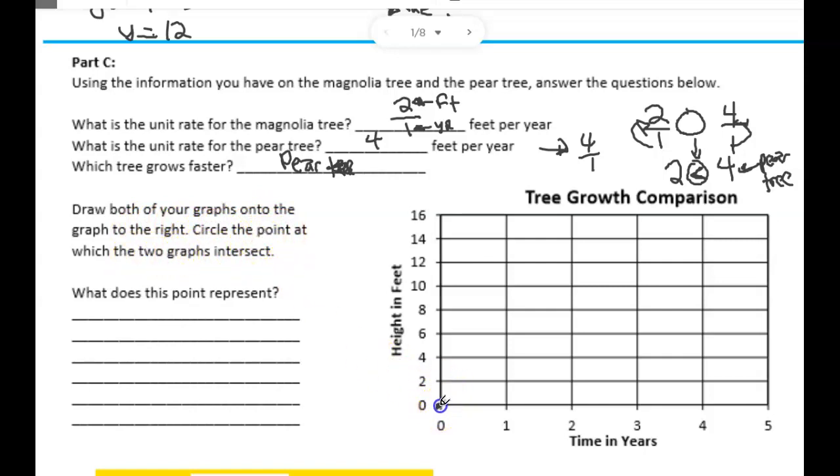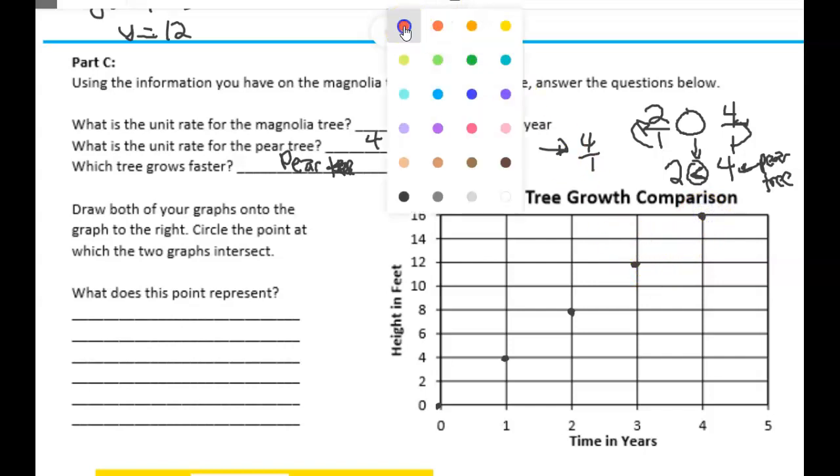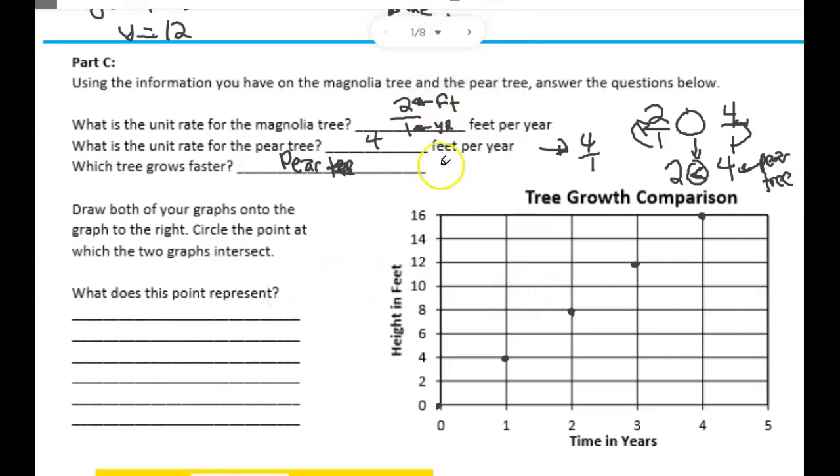So I think the first one was 0, and then it was going every 1 year. And that's the pear tree. There we go. So the pear tree, 1, 4. So then 2's gone to 8, and then 3, 12, because 3 sets of 4 is 12. 4 sets of 4 is 16. Okay. So let me change colors on the pen. Let's make it red. So I go for this one as a unit rate of 1 and 2. So for every 1 year, it's going to go 2 feet.